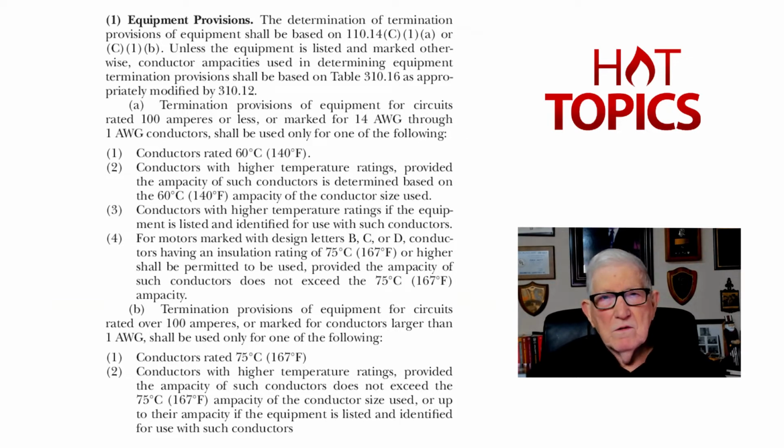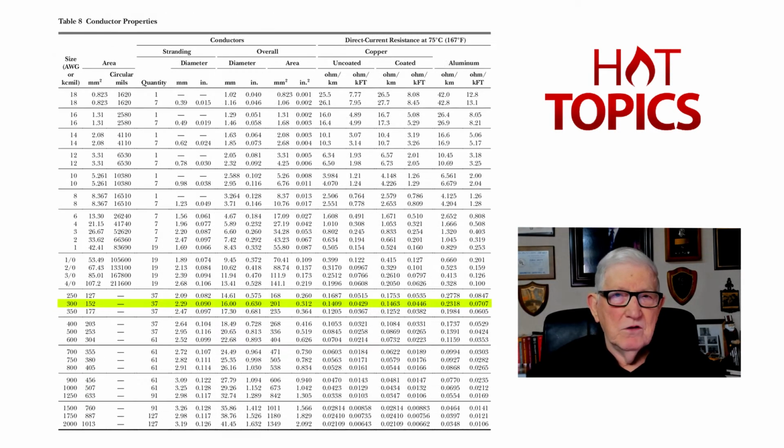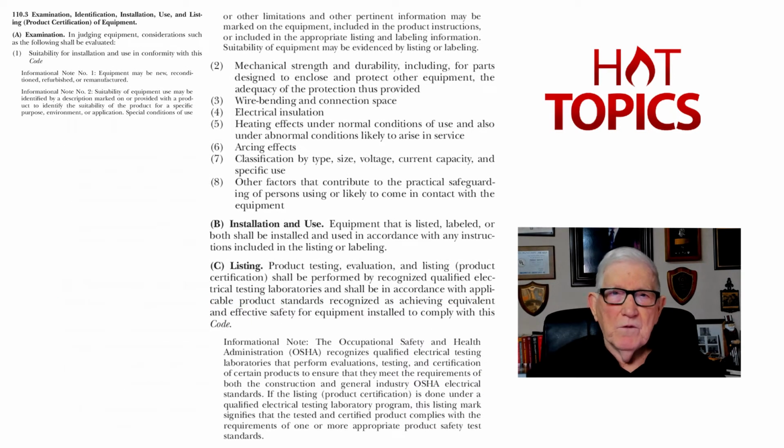And then notice if we went to Table 8 in Chapter 9 on page 705 of your code book, a 300 kcmil has basically 37 strands of wire. And if you should saw one of those strands or a number of them out so that 300 kcmil would fit under a lug, then it's no longer a 300 kcmil conductor in accordance with 110.3(B) and (C) of the NEC. So keep that in mind.